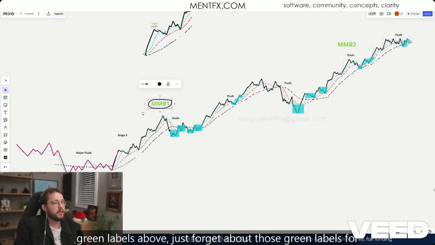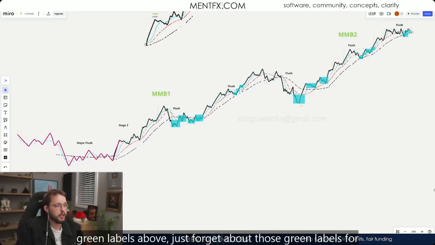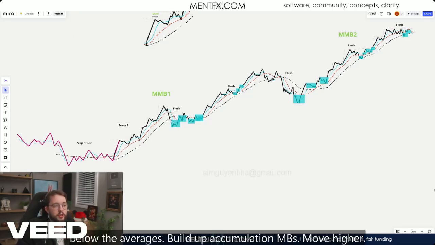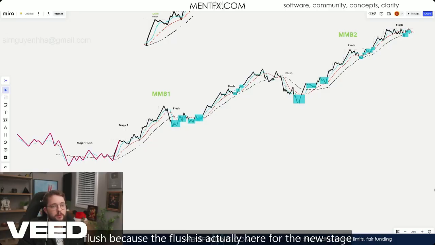Just forget about those green labels for a second. You've already learned this. Major flush, stage 1, stage 2, flush to those averages, because you've already learned how an entry cycle will flush to or just below the averages, build up accumulation MBs, move higher. Flush, build up accumulation MBs, move higher. Sometimes flush, because the flush is actually here for the new stage 1, build accumulation MBs, move higher. Flush, accumulation MBs, move higher.